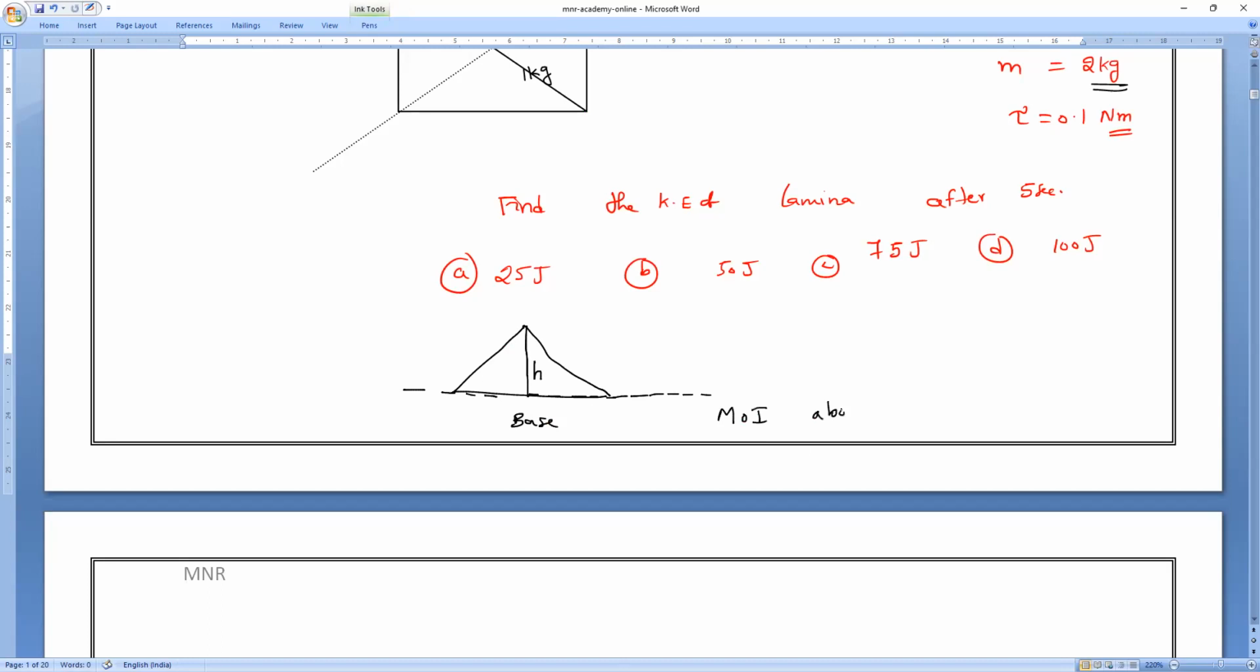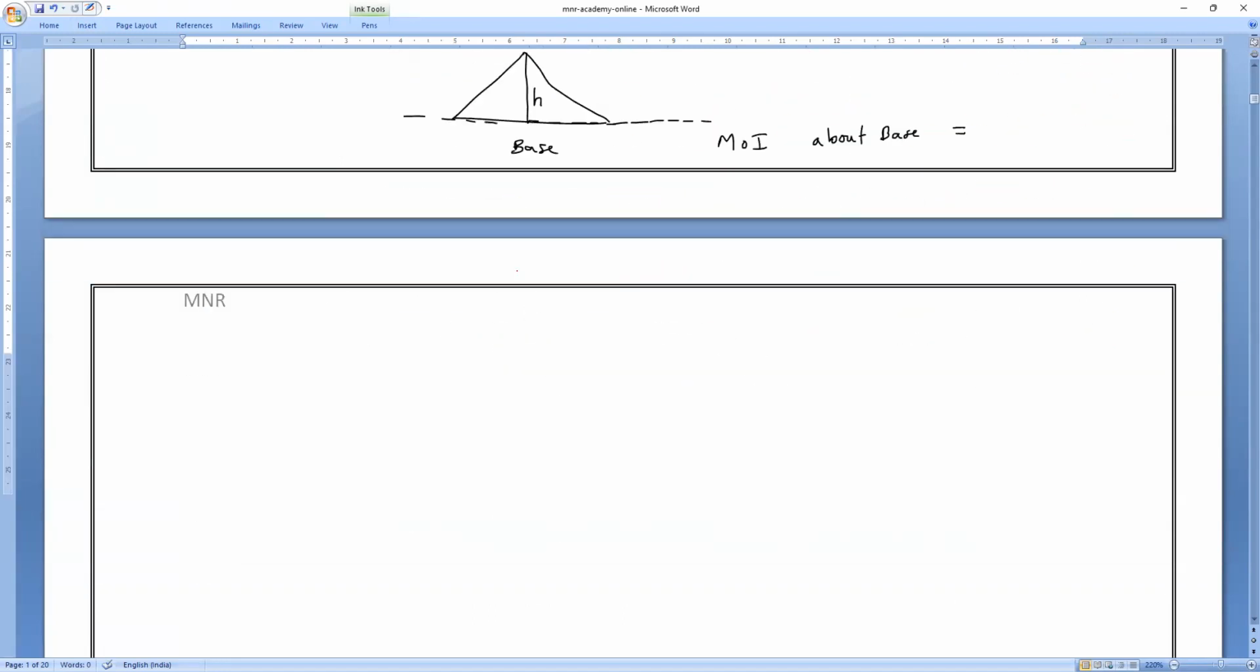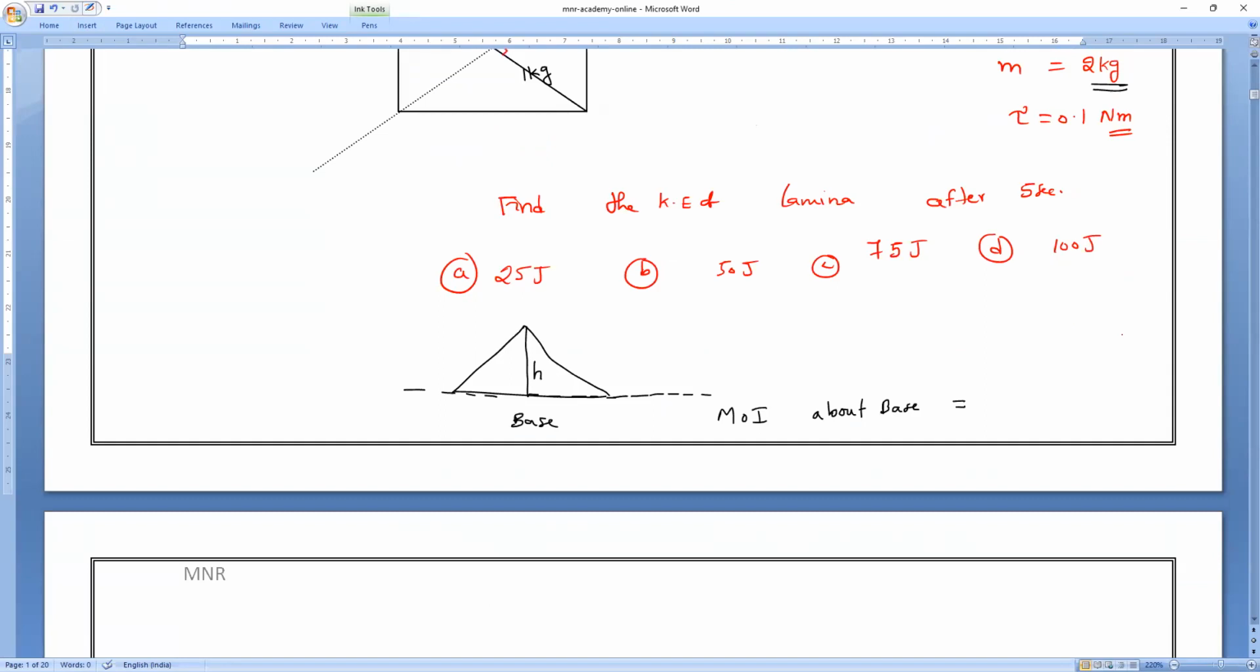Moment of inertia about a base of a triangle. I already taught you people. Check your notebook and tell me. Moment of inertia for those, you can take it about this point and about this point. What is the moment of inertia about a base? It is mh square by 6. Check your notebooks, you have solved it.